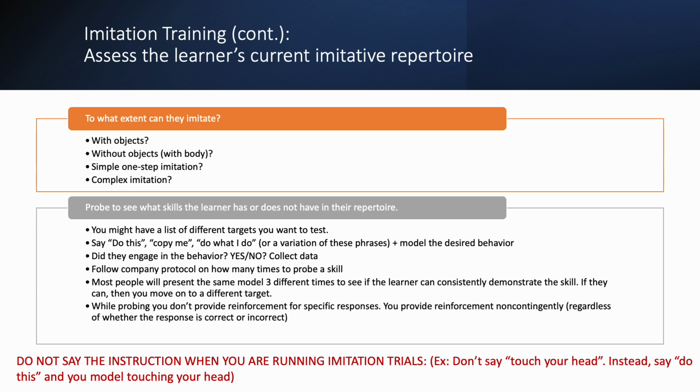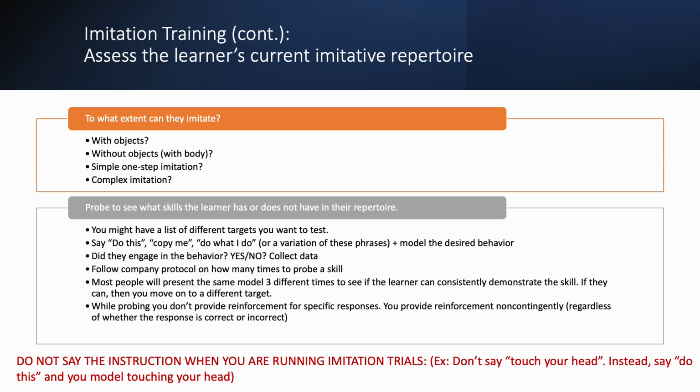I'm going to say, thanks, or okay, great, here's a little break, or whatever. But my reinforcement is not going to be specific to their response. Similarly, if they give me an incorrect response, I am still going to provide reinforcement. That's why I'm saying don't provide specific reinforcement for the response. You're going to provide non-contingent reinforcement.